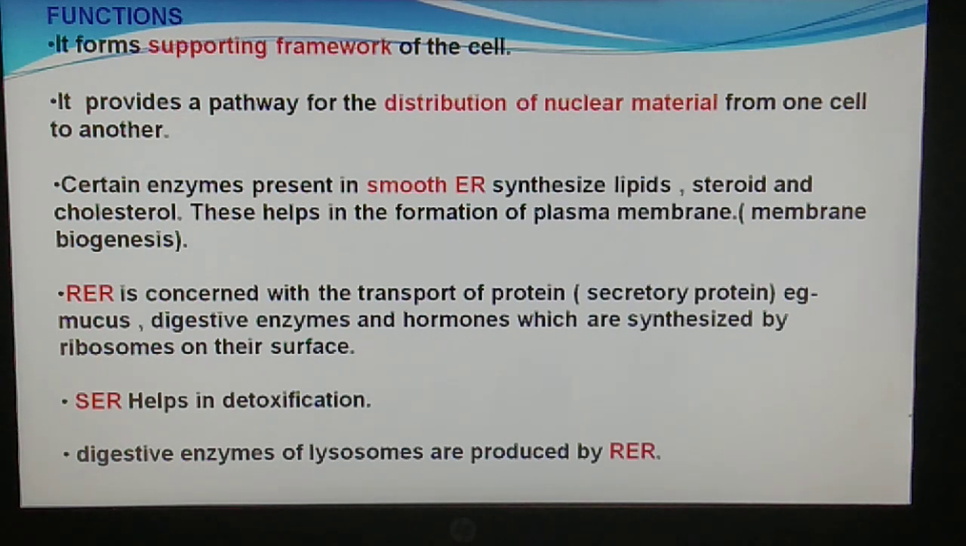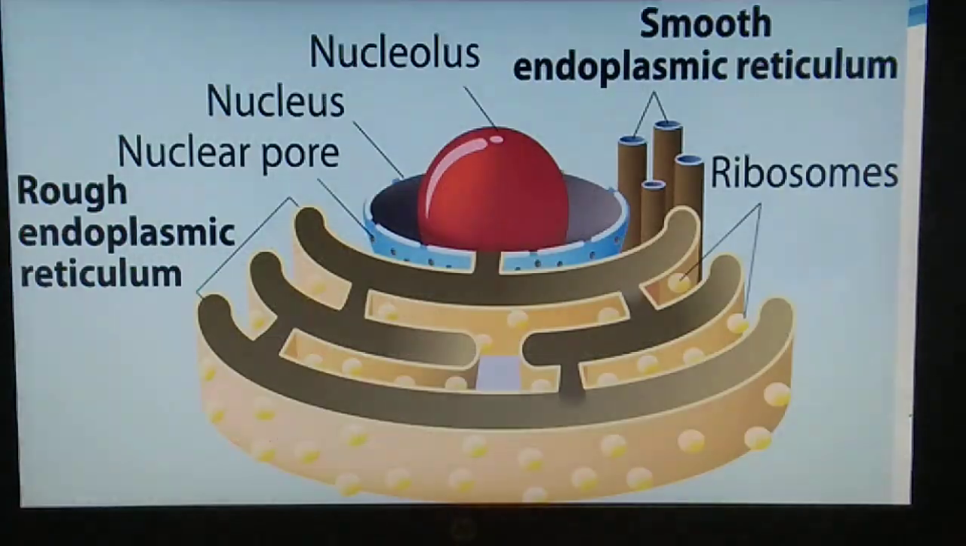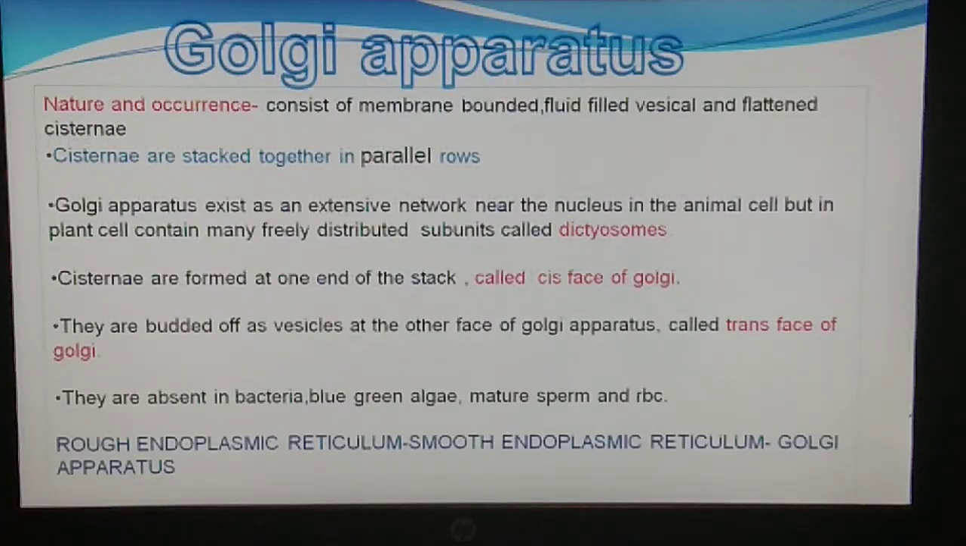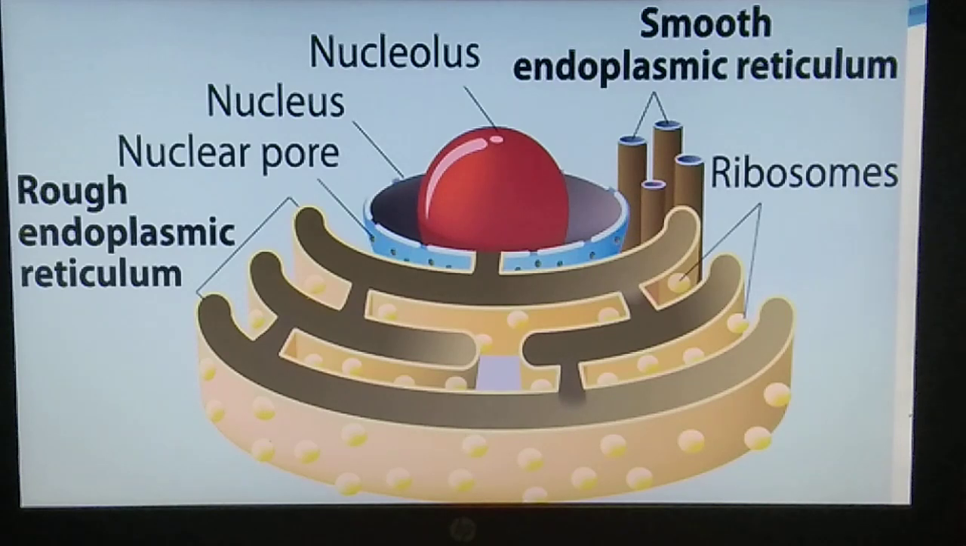And the last one we have, students, is that digestive enzymes of lysosomes are also produced by the rough endoplasmic reticulum. So this was all about these two organelles that we have studied, students: the Golgi apparatus and the endoplasmic reticulum. I hope the topic is clear to each one of you.